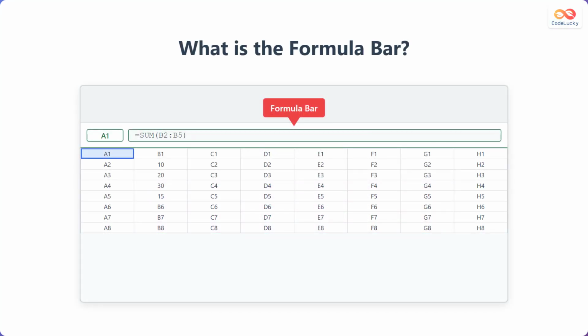So, what exactly is the formula bar in Microsoft Excel? The formula bar is a key component of the Excel interface. It is located above the worksheet area. It serves as a central location where you can view, enter, and modify formulas and data within your spreadsheets. The formula bar is divided into two main parts: the name box and the formula input area. Understanding the formula bar is fundamental to unlocking Excel's calculation and data manipulation capabilities.